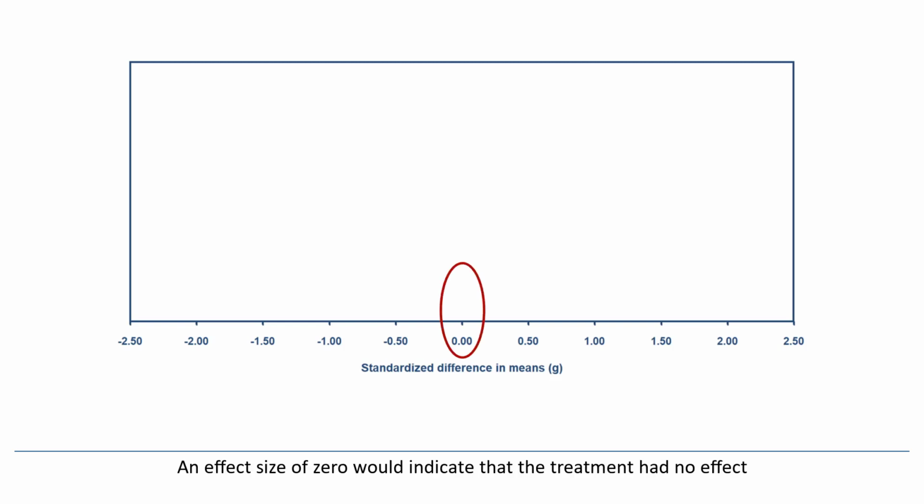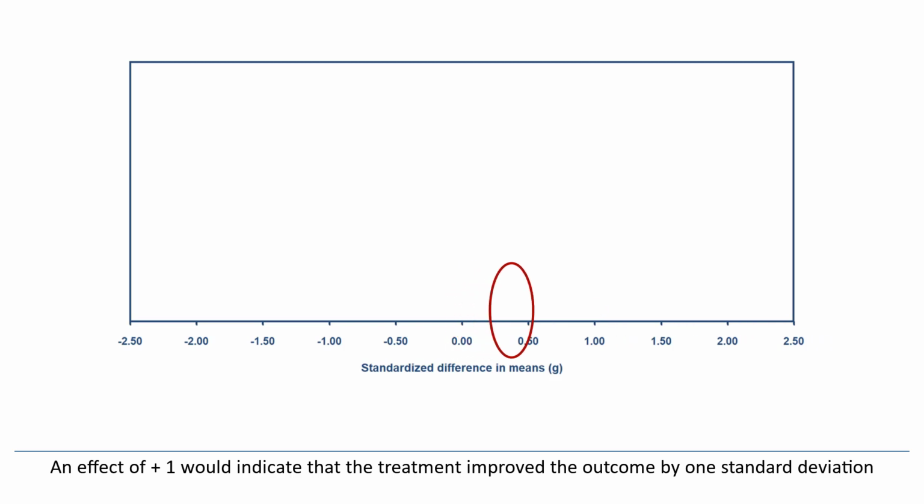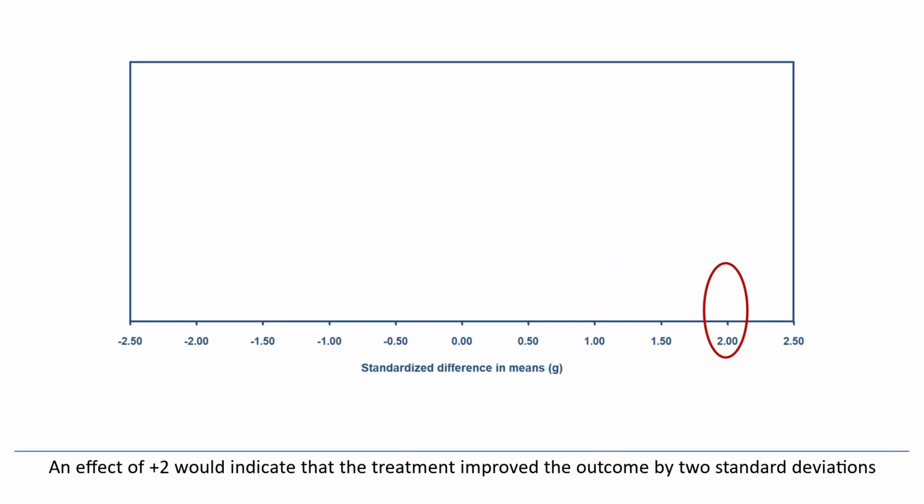An effect size of 0 would indicate that the treatment had no effect. Any effect size to the left of 0 would indicate that the treatment was harmful, and any effect size to the right of 0 would indicate that the treatment was helpful. An effect size of plus 1 would indicate that the treatment improved the outcome by 1 standard deviation. An effect size of plus 2 would indicate that the treatment improved the outcome by 2 standard deviations, and so on.